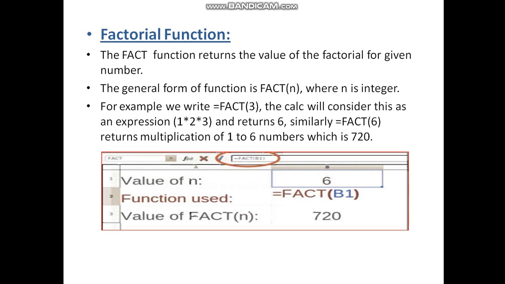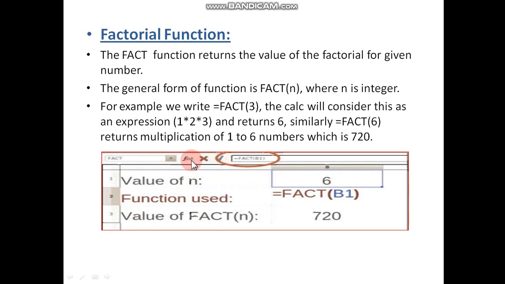The general form of the function is fact(n), where n is an integer. For example, we write fact(3). Excel will consider this as the expression 1 multiplied by 2 multiplied by 3 and return 6. Similarly, when we write fact(6), it returns the multiplication of 1 to 6, meaning 6 into 5 into 4 into 3 into 2 into 1, and the answer is 720.